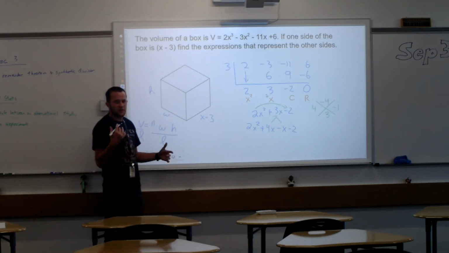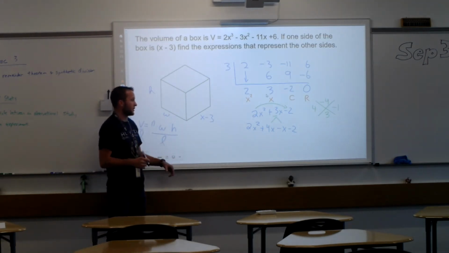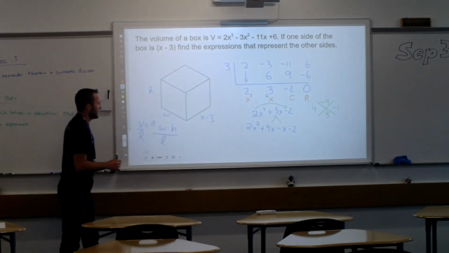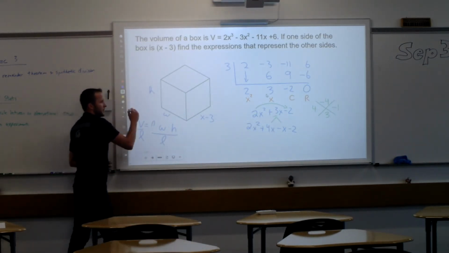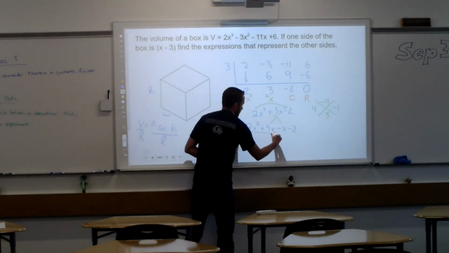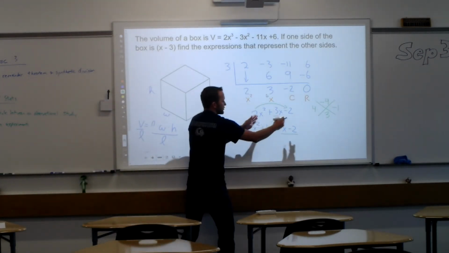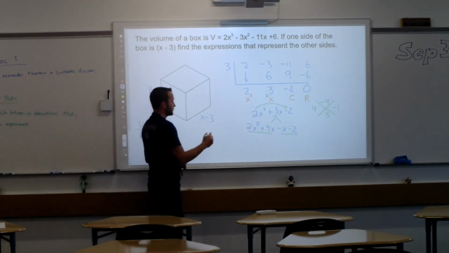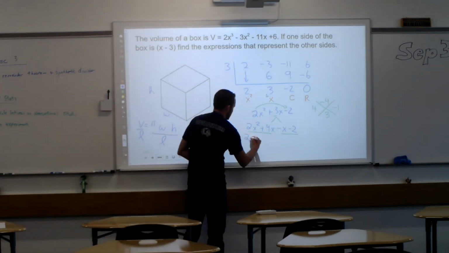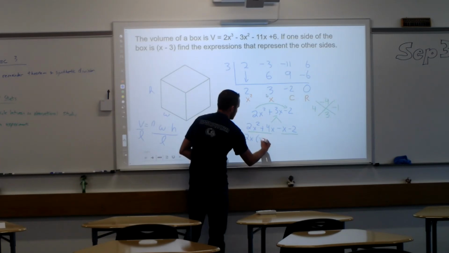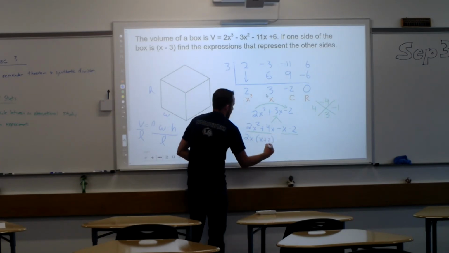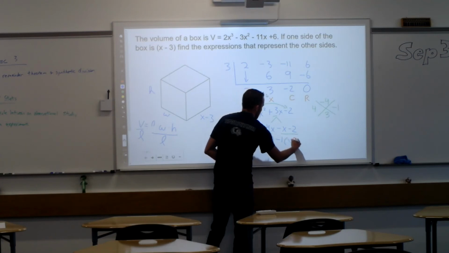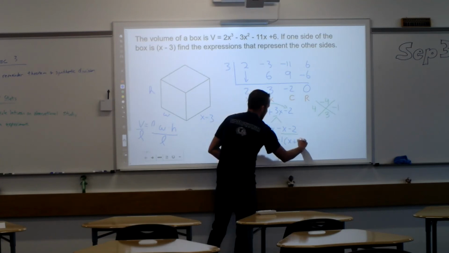I like to call this method split and group, but people call it different things. So I've split that middle term up into 2, and now I'm going to do grouping. I'm going to take out the greatest common factor of each of those two groups. For this first group, my greatest common factor is 2x, which leaves behind x plus 2. And for the second group, the greatest common factor is -1, which when I factor that out, leaves behind x plus 2.